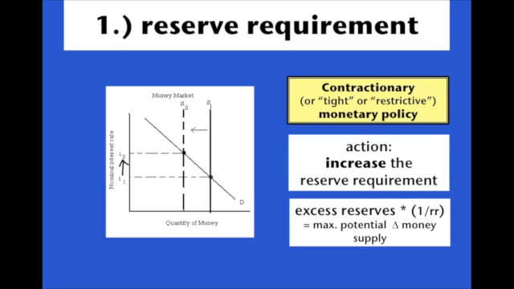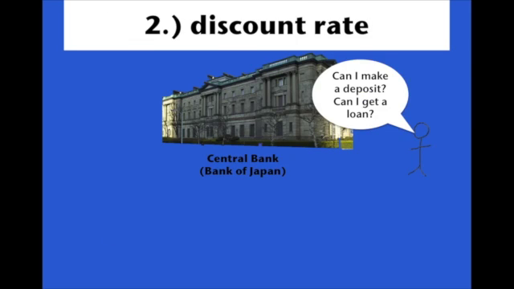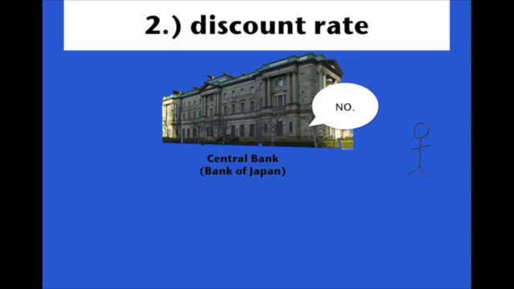The next tool of monetary policy we're going to cover is the discount rate. This requires, though, that you know some of the terms that go along with this and what the central bank actually does. So here's the Nihon Ginko, the Central Bank of Japan, or the Bank of Japan. And here is an ordinary person. If this person went to the central bank and asked, can I make a deposit here or can I get a loan from you? They would be told no, because the central bank is not for you and me.